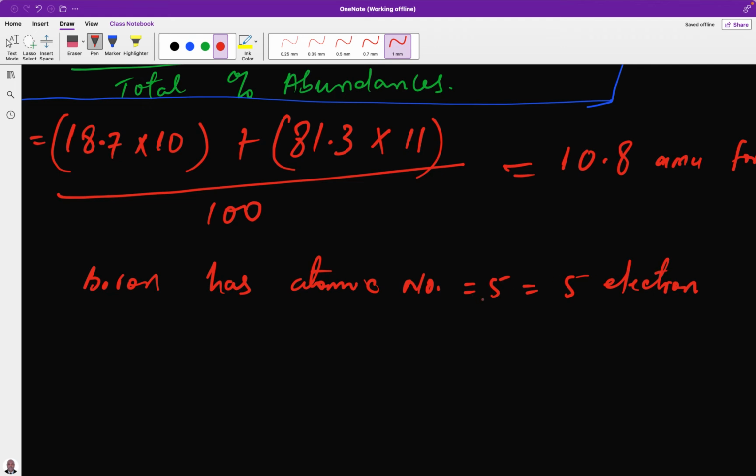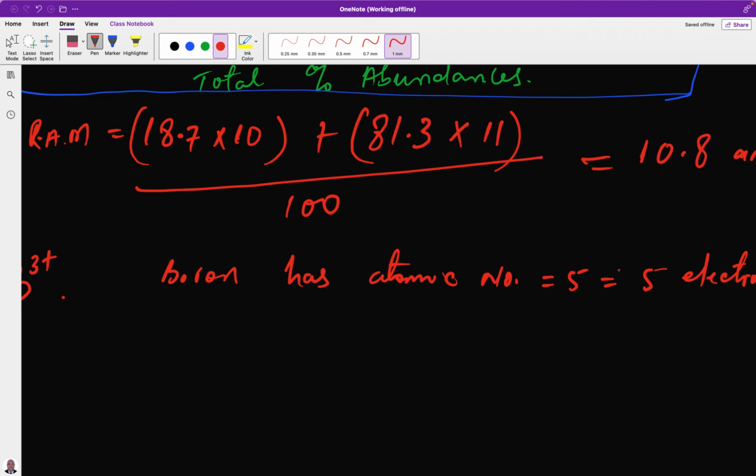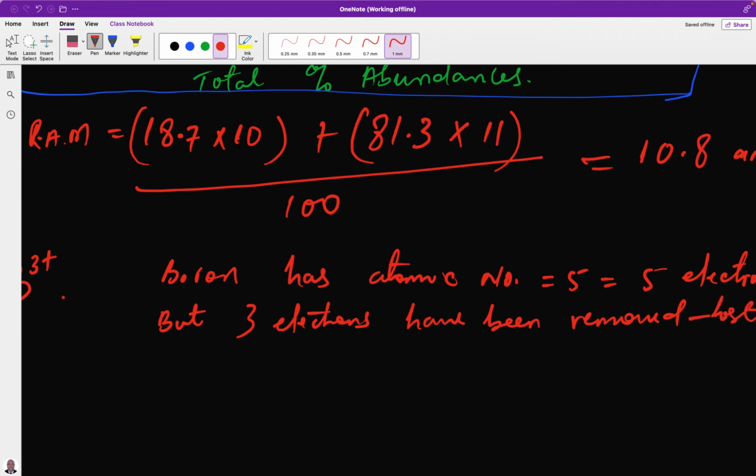It has an atomic number of 5. It has a proton number of 5. And the atomic number, which is equal to 5, is equal to 5 electrons. But 3 electrons have been removed based on the charge here. 3 electrons have been removed, or we can say lost.